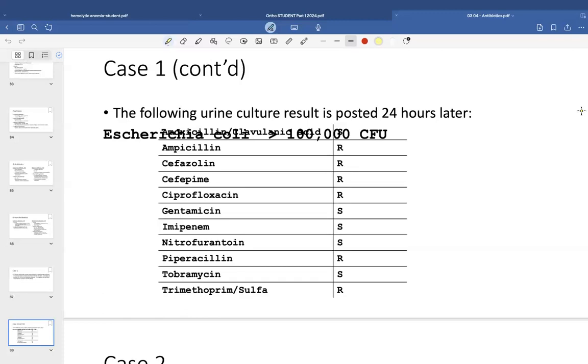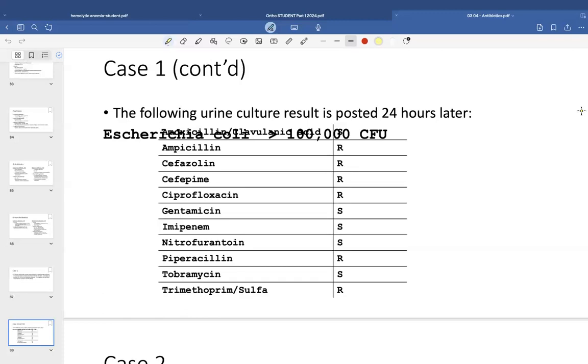Nitrofurantoin, let's look at that. It's sensitive there. Is that a good option? No, not really. All right, what do we say about nitrofurantoin? There's criteria as well. We don't want to give it any help. So although it's sensitive, it might do more harm than good, even in this patient.